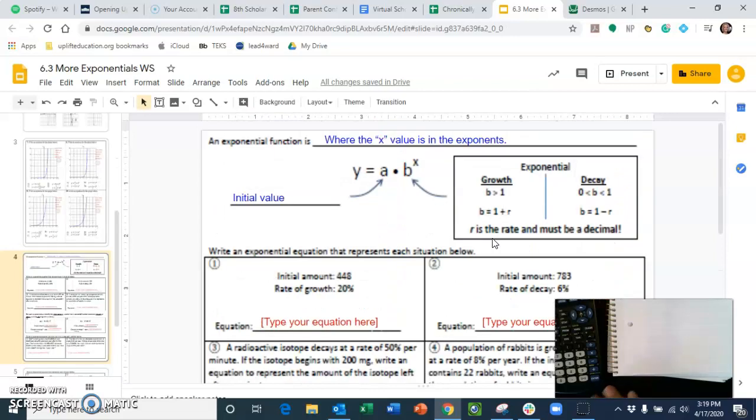And now moving on to writing exponential growth and decay equations given the percentages. A lot of people ask me questions on this one, and so I've included some notes for you guys. An exponential function is where x is in the exponent, and then you have your a, which is your initial value, and then your b, which is your growth or decay factor. And this is how you find it, by doing 1 plus r or 1 minus r, where r is the rate, and it must be a decimal. You guys all have this in your notes or in your journal.